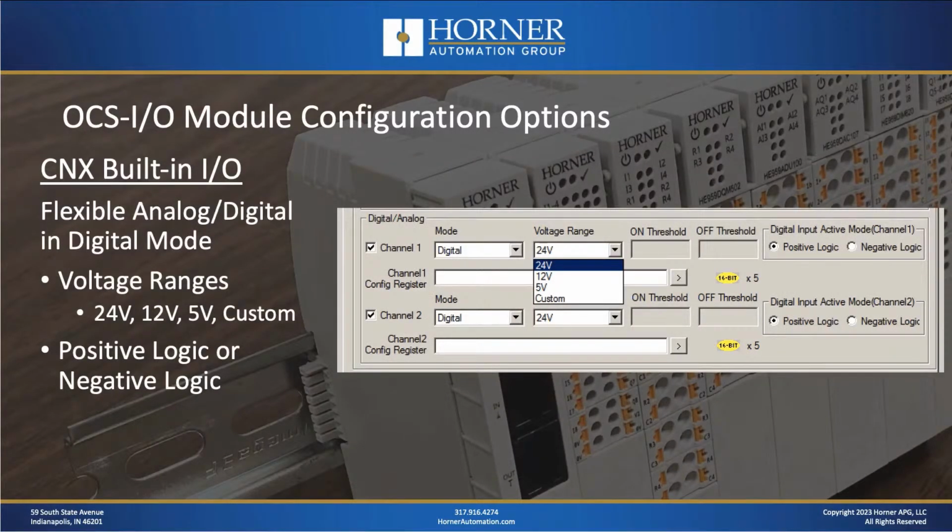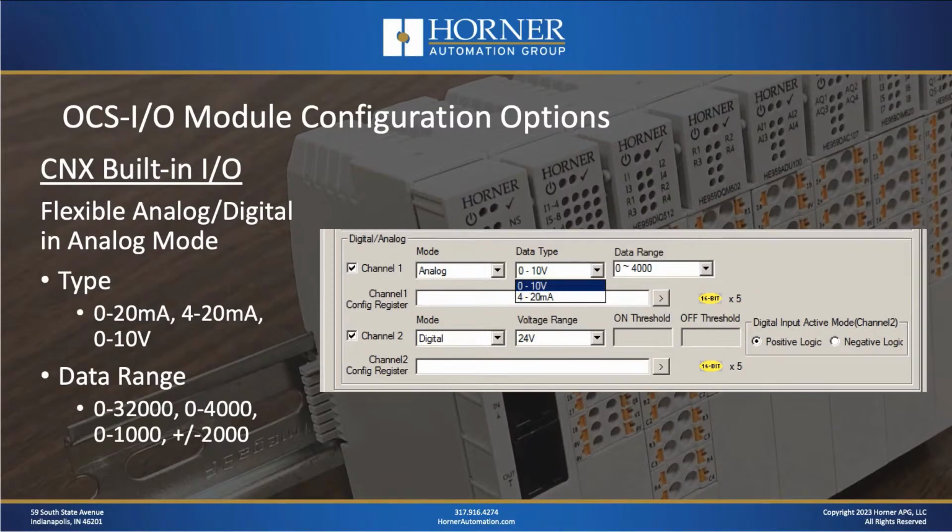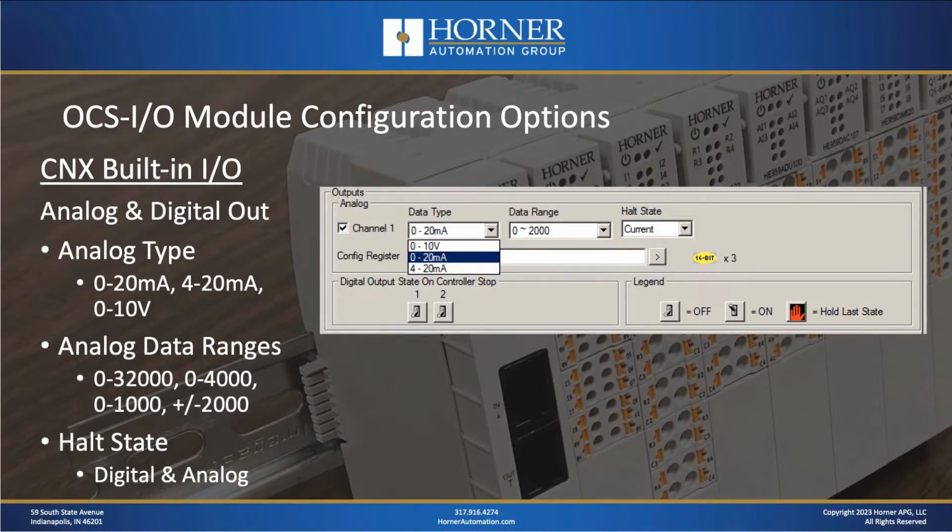Now, the CNX has 2 flexible inputs that can be either digital or analog points. If you use those points in digital mode and it's channel by channel selectable, you get to choose your voltage range between 24, 12, or 5, and even a custom range in case you have something unusual there. And of course, positive or negative logic. If you're using those flexible inputs in analog mode, again, you select between voltage and current, and you select your data range.